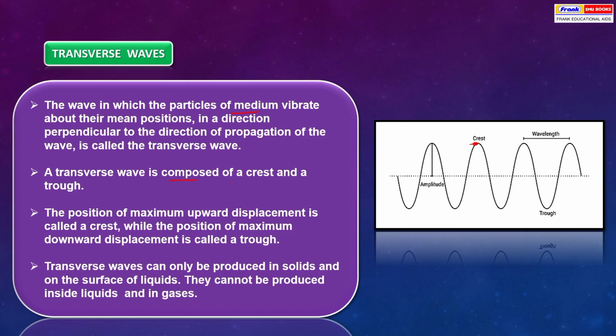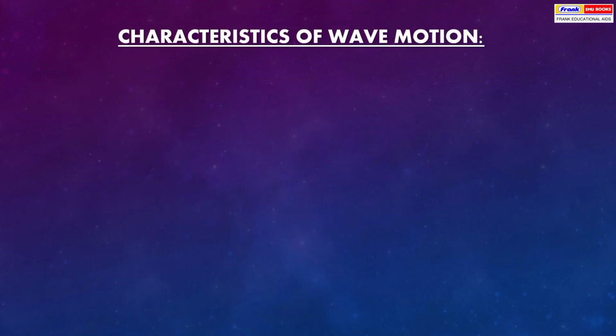And the position of maximum downward displacement is called a trough. This is the maximum downward displacement, the trough. Transverse waves can only be produced in solids and on the surface of liquids. They cannot be produced inside liquids and in gases.